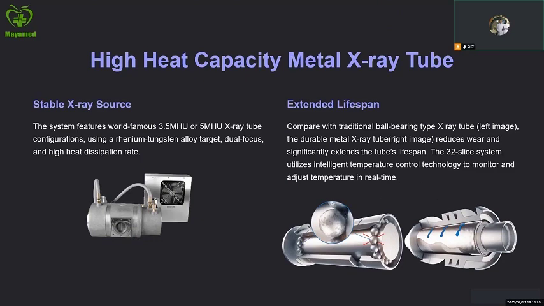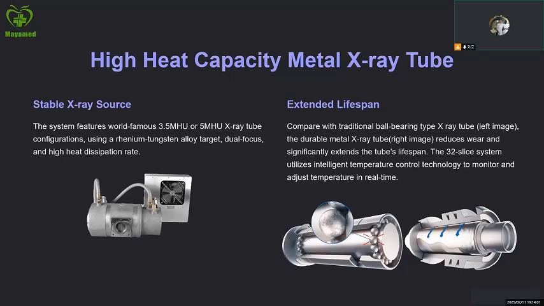Configuration 1 is the 3.2 mega heat unit. The configuration 2 is a 5 mega heat unit X-ray tube configuration. And this can meet the different requirements of the hospitals, whether high or low. And it has an extended lifespan of the tube. The tube is also a metal tube type, compared with the traditional ball bearing tube we just introduced.